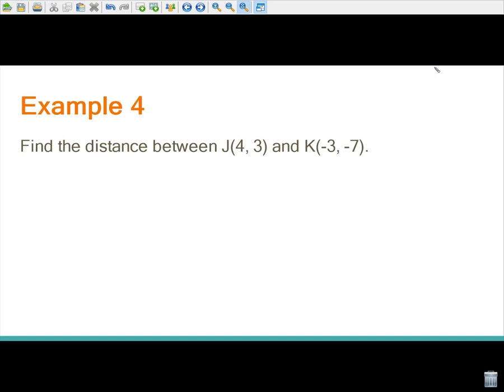All right, next one. Distance between J, 4,3, and K, negative 3,7. So again, the first thing I'm doing on every one of these problems is writing down the formula to make sure that I can put these in the right place. So we got x2 minus x1 plus y2 minus y1. Both of those are squared. And again, first thing to do, now that we've got the formula down, is label our points. So this is x1, this is y1, this is x2, this is y2.